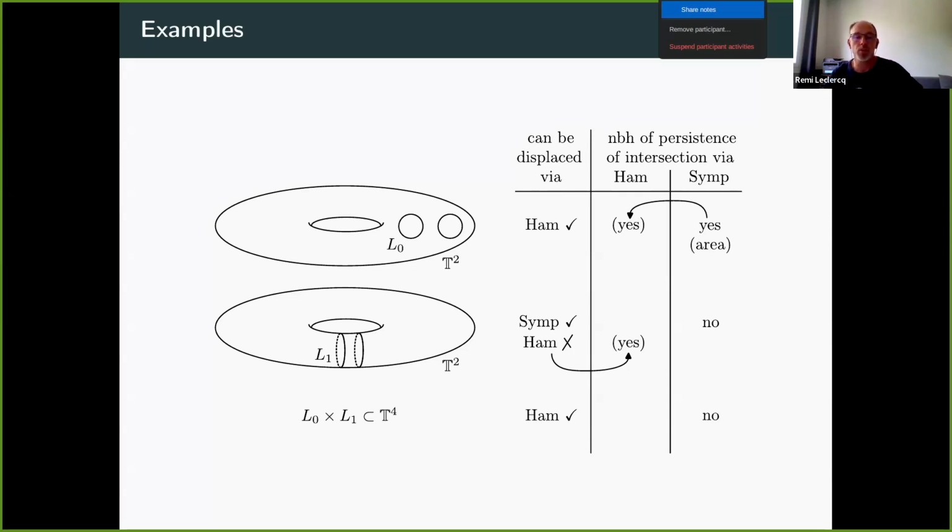I don't see an easy argument to say it's the case, because not all Lagrangians are products, right? But in any case, I didn't think about it too much because, in particular, what I'm going to explain later is that for this one, it's clear that there is a neighborhood of persistence of Hamiltonian intersection here.